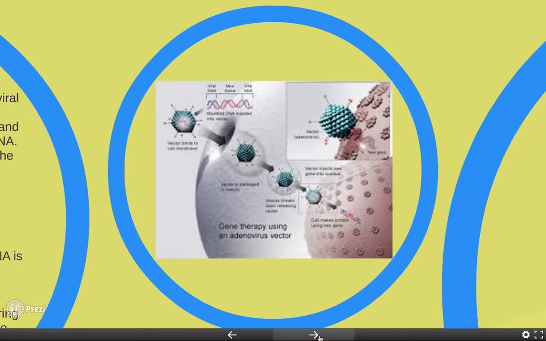And here is an animation illustration of adenovirus vectors being used.